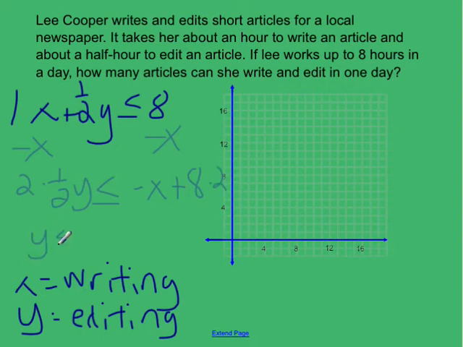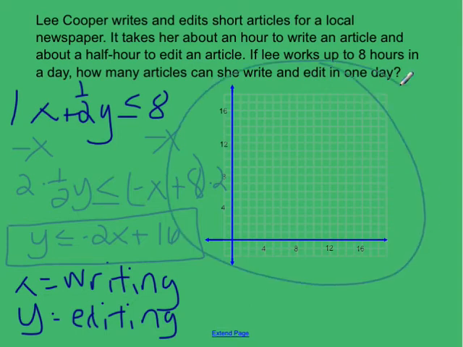So then I get Y, now I'm multiplying that whole thing by 2. Y is less than or equal to negative 2X plus 16. So this inequality right here represents that word problem. I want you guys to go ahead and graph this on your own.